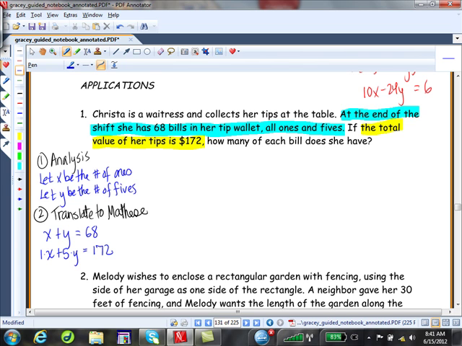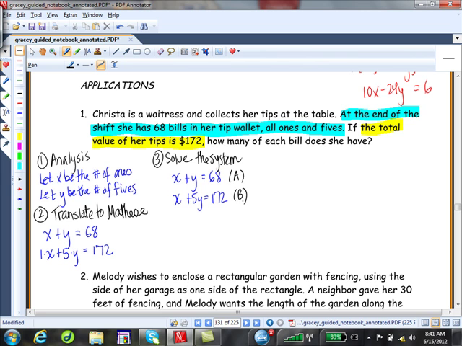Okay, so now, next step. We need to solve the system. In this case, we get a system of equations. So let's go ahead and rewrite the system. x plus y equals 68, and then 1x is the same as x, plus 5y equals 172. And we can name our equations A and B.